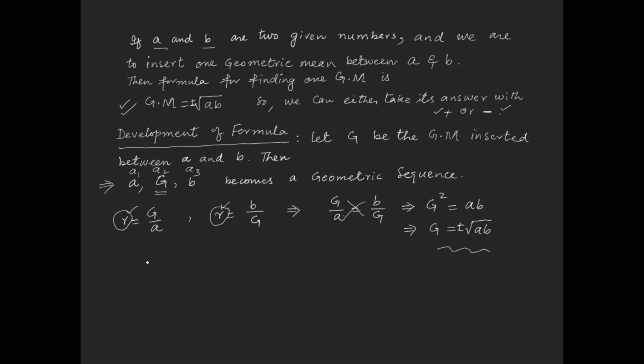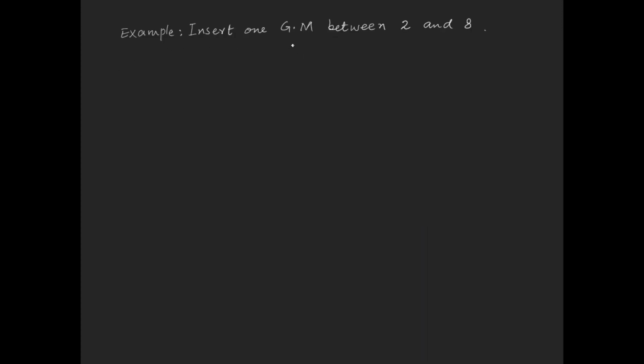So this is the formula. So note this formula and we will use it in the coming examples. First example is find the geometric mean between 2 and 8. So here A is equal to 2 and B is equal to 8. Then find the geometric mean G.